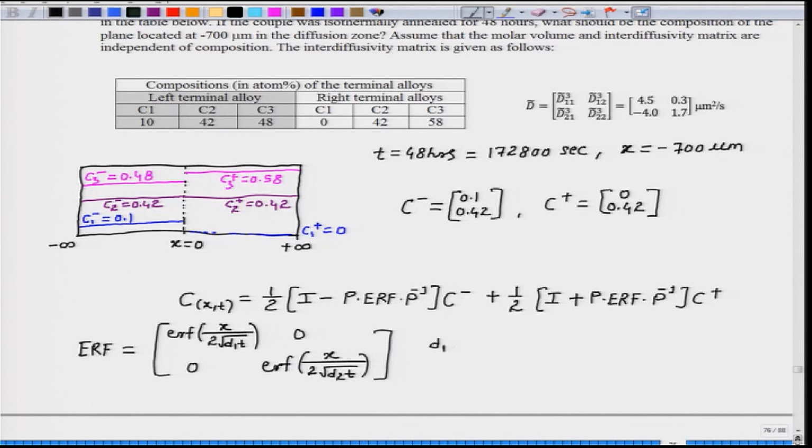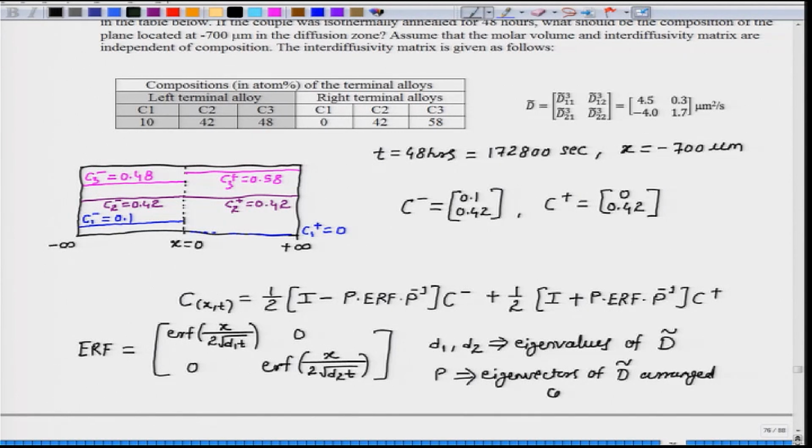d1, d2 are the eigenvalues of d tilde, and P is a matrix formed by eigenvectors of d tilde, and the eigenvectors are arranged column by column. Since d tilde is a 2 by 2 matrix, there are 2 eigenvectors. So, the P is again a 2 by 2 matrix.